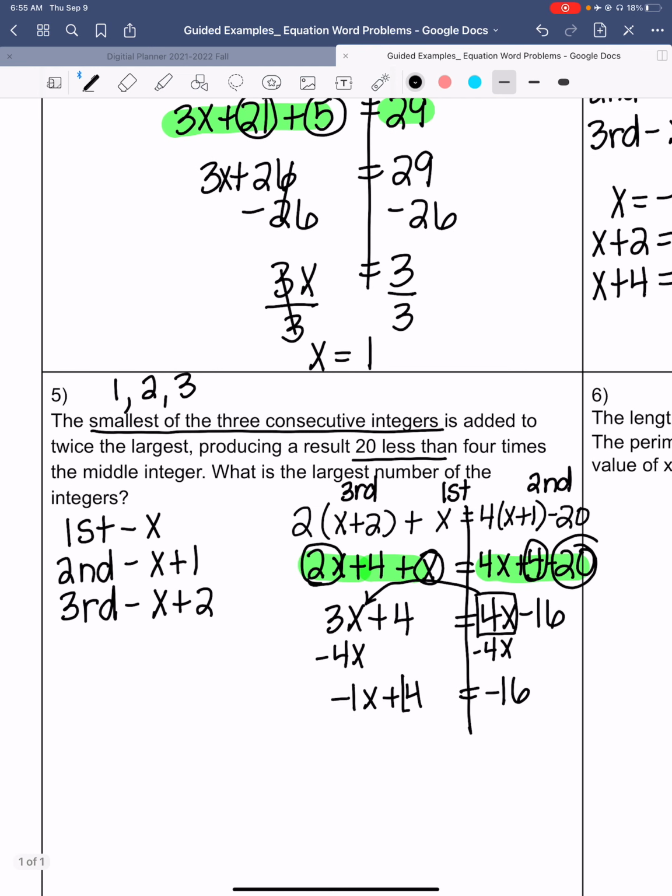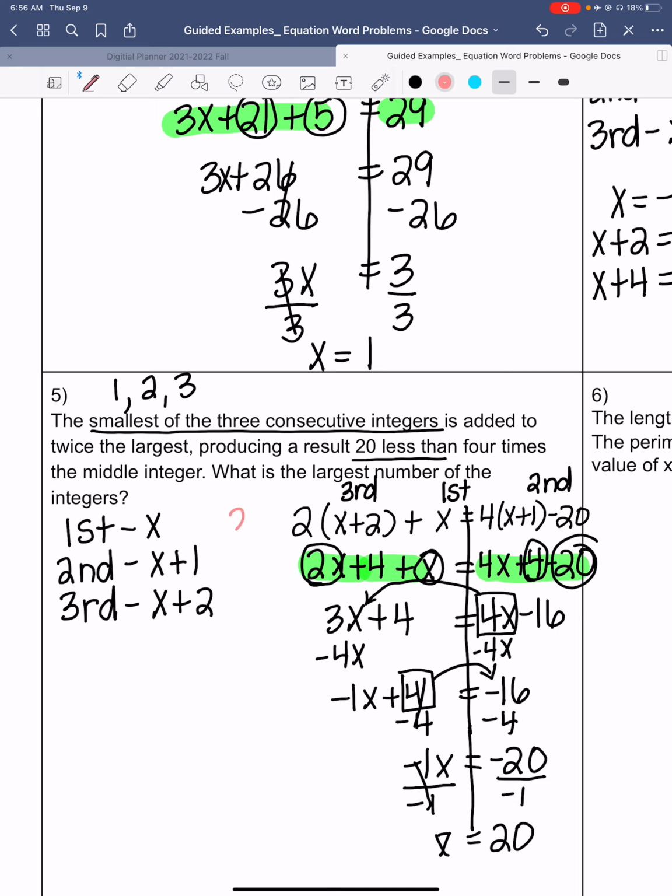All right, then I'm going to move my constants to the right. So we're going to subtract 4. So negative 1x equals negative 20. And then divide by negative 1. So x equals positive 20. Now, that means that the first number is 20, but this one asks for the largest. So this is 21, this is 22. So my final answer is 22 because that's the largest number.